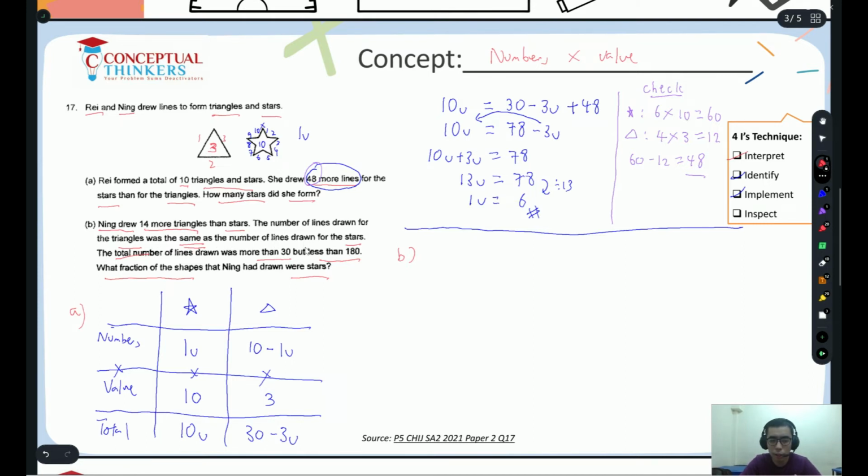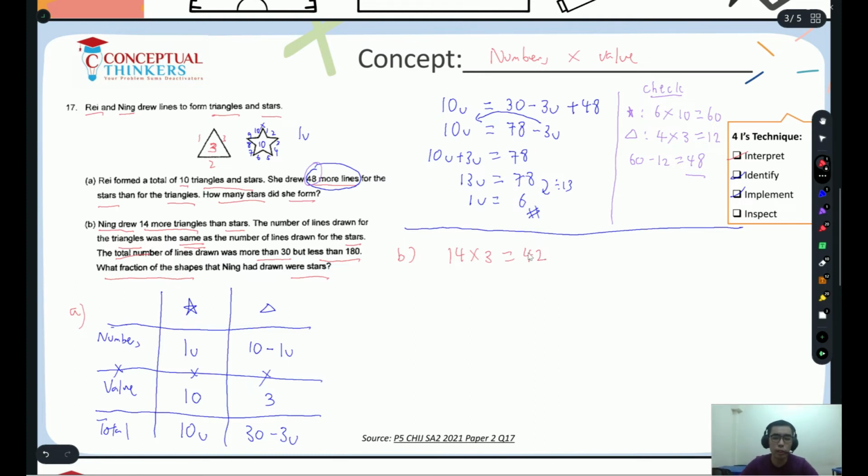So the first thing that I will do is see what will be the lines needed to create those 14 triangles. So I take 14 multiply by 3, because one triangle needs 3 lines. So 14 times 3 will give me 42. Now, what does this 42 mean?